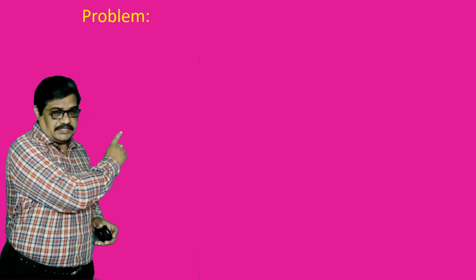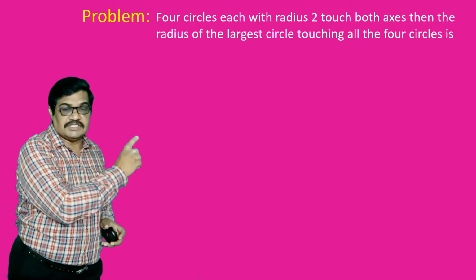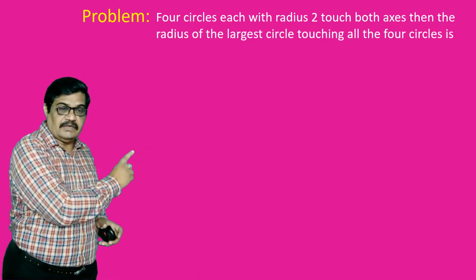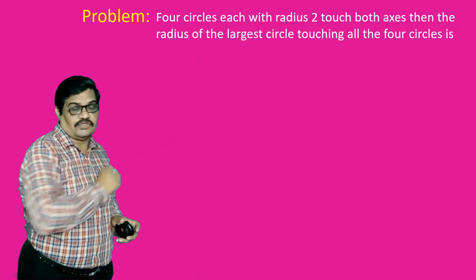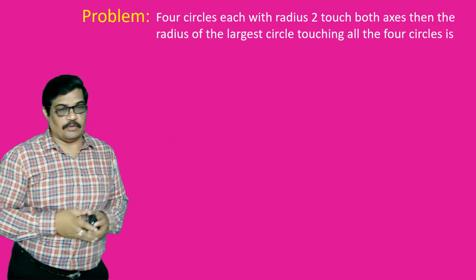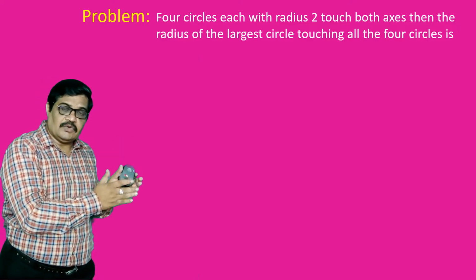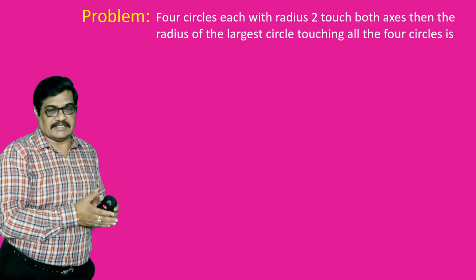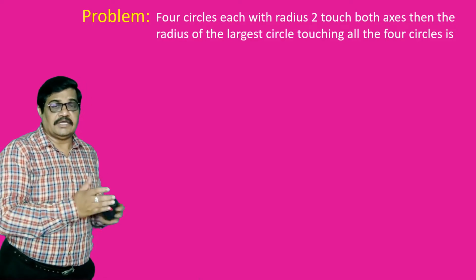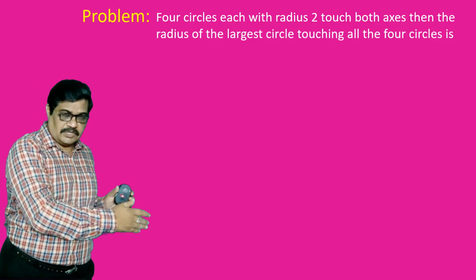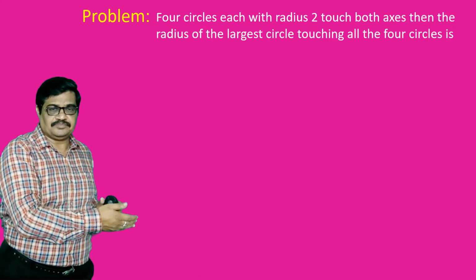See the next sum. Four circles, each with radius 2, touch both the axes. Then find the radius of the largest circle touching all four circles. This is our problem. Here four circles touch both the coordinate axes. Now we have to find the equation of the circle that touches all four circles.